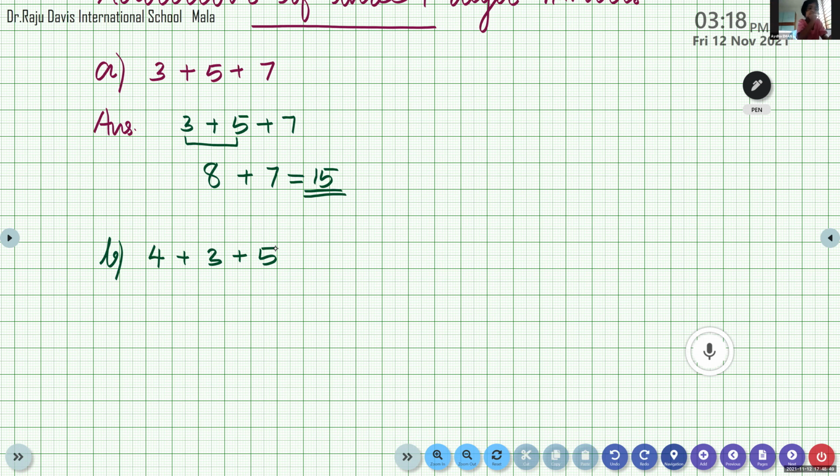So here we can see 4 plus 3 plus 5. So we have to add the first two numbers. Badrinath, you got the answer? 4 plus 3. 4 in the mind, 3 on the fingers. What's the answer, Badrinath? 4 plus 3.